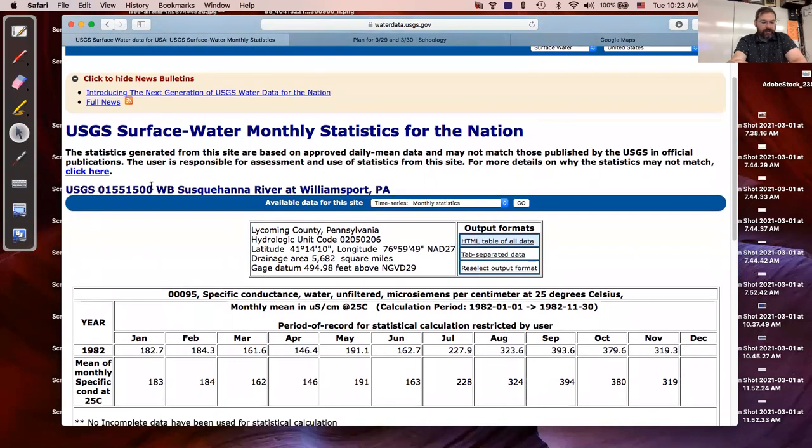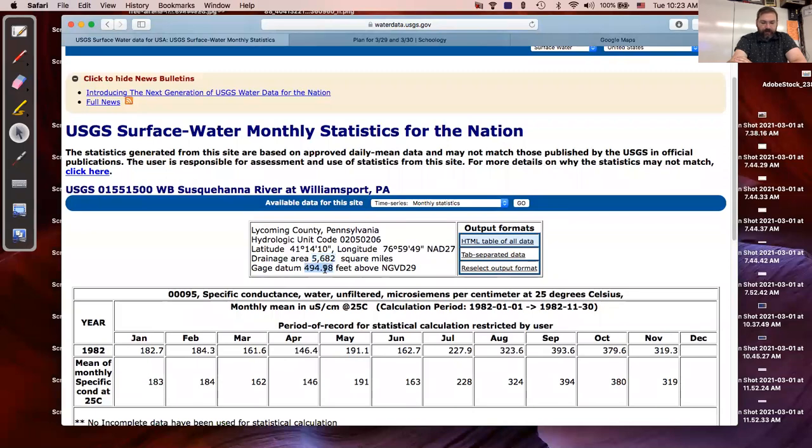So this says USGS West Branch of the Susquehanna River at Williamsport, Pennsylvania, and it has the latitude, longitude, the drainage area. So this is how much square area of land where precipitation falls on, where the water flows past Williamsport. So basically 5,682 square miles of land in Pennsylvania has its water drainage come past Williamsport.